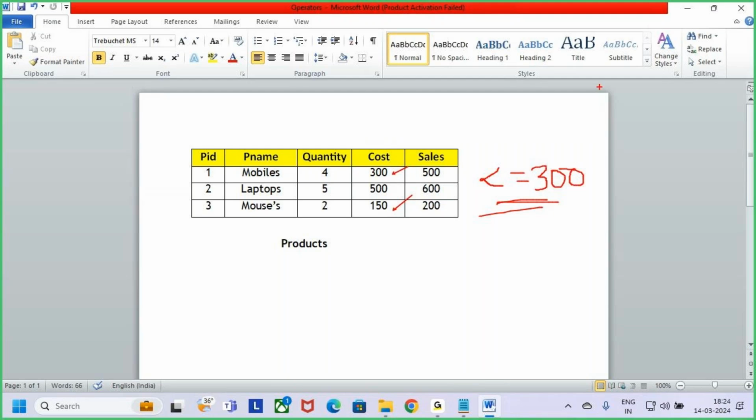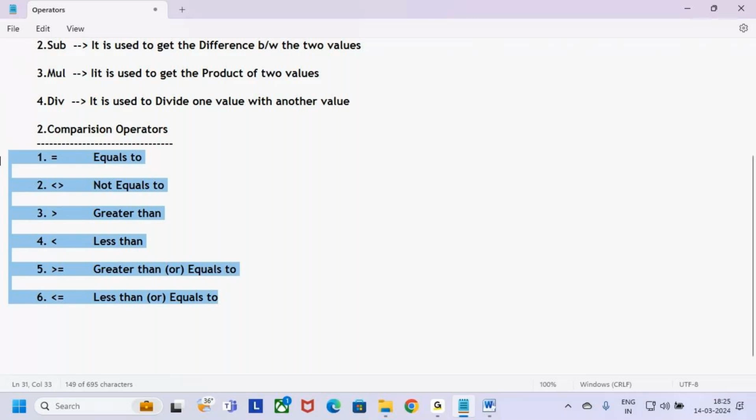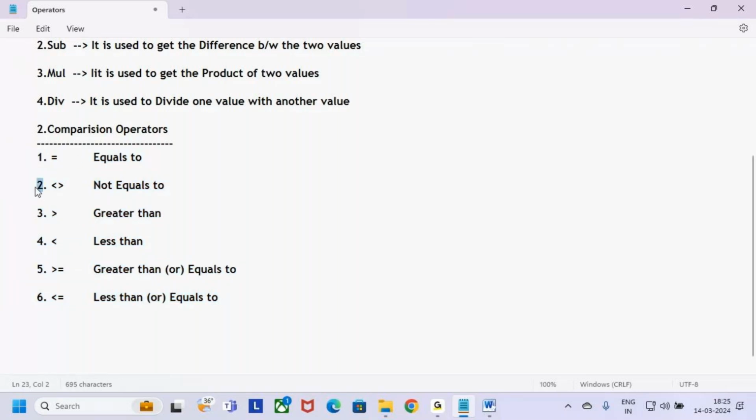So like this, whenever you want to compare the values under the columns, you need to use the comparison operators. What are the comparison operators? These are the different types of comparison operators. Already you know: equals to, not equals to, greater than, less than, greater than or equals to, and then less than or equals to.